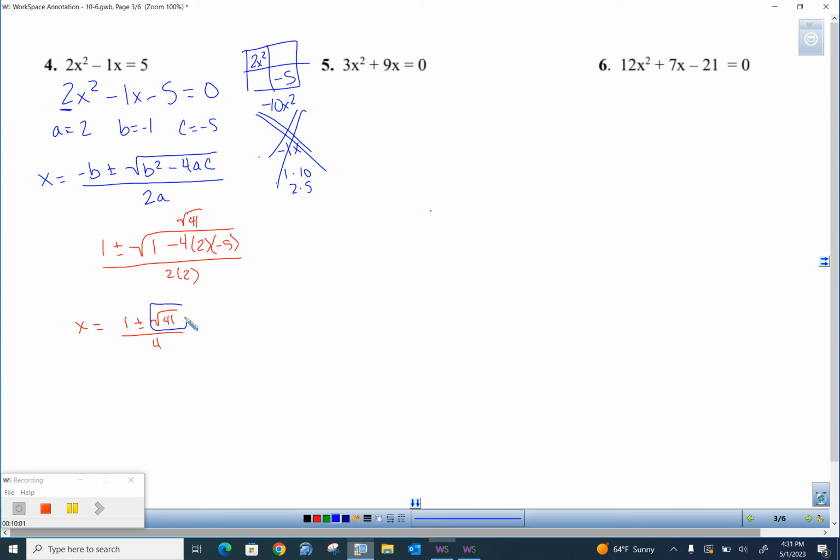always look at this to make sure it's as simplified as possible, because sometimes we have some extra reducing that we need to do. Okay, so the square root of 41, we're looking for a perfect square that goes into it. Since 41 is prime, that does not simplify at all, and that means we cannot reduce with our numbers in front. So our two answers are 1 plus the square root of 41 over 4, and 1 minus the square root of 41 over 4. And that was quadratic formula.